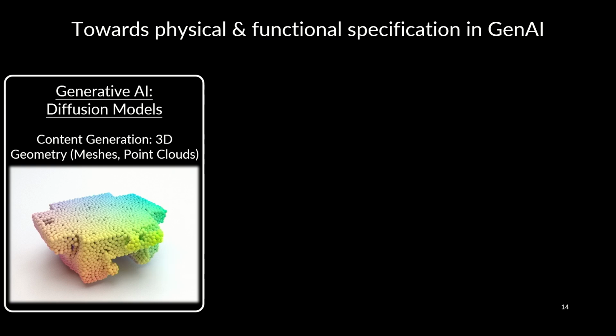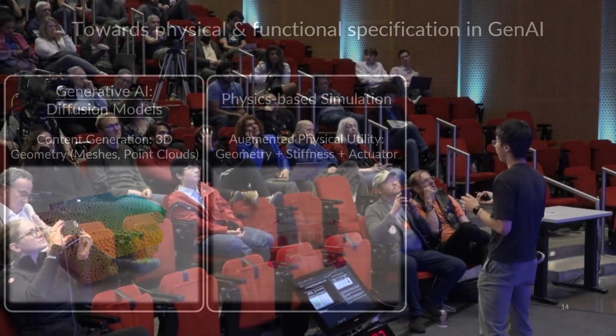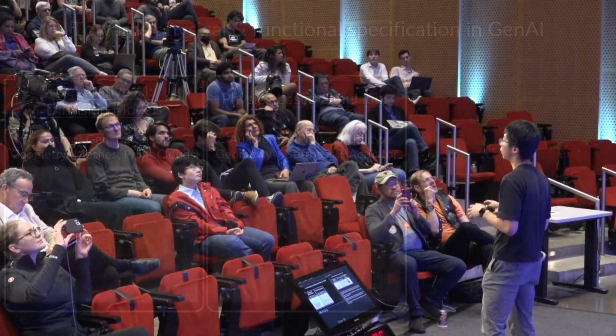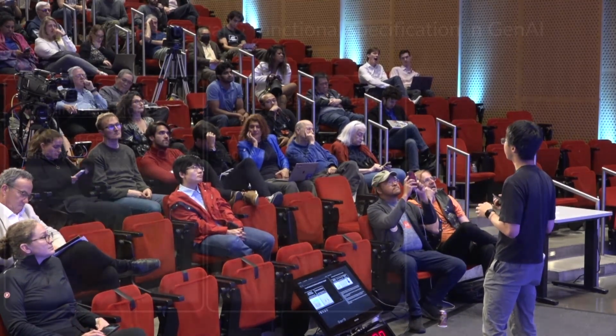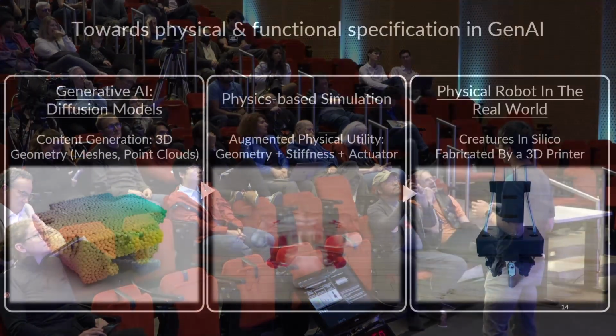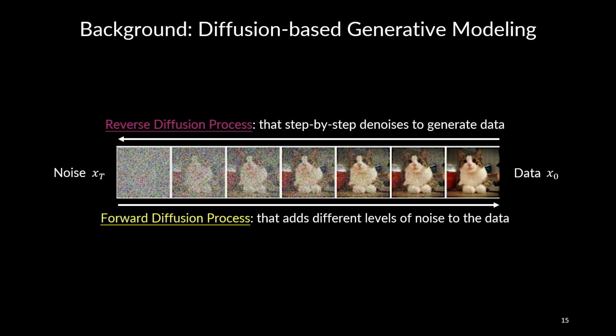So let's start with generative AI models. And then through physics-based simulations, we can augment whatever is required for robot design into the generative process. And then finally, we can fabricate the physical robot and show it in the physical world. I want to very briefly introduce diffusion-based generative modeling. This is the most dominant generative model so far in the generative AI space.